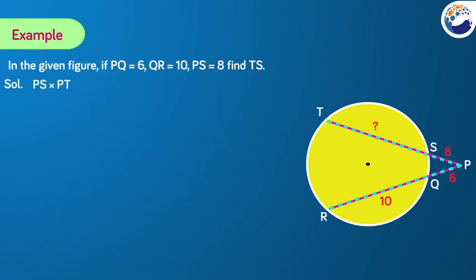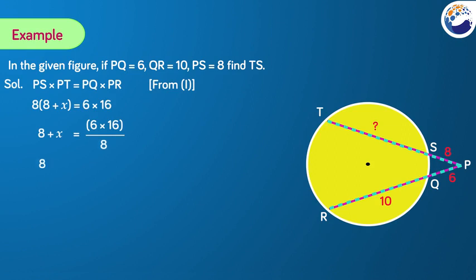PS into PT is equal to PQ into PR. From equation 1, 8 into (8 plus x) is equal to 6 into 16. 8 plus x is equal to 6 into 16 upon 8. 8 plus x is equal to 12. x is equal to 4. Therefore, TS is equal to 4 units.